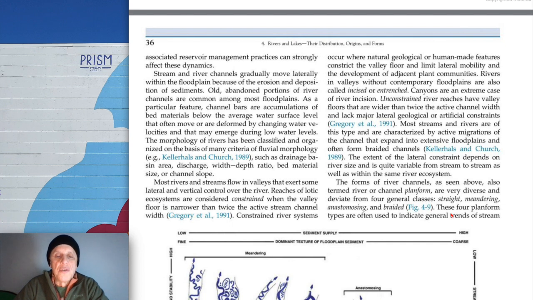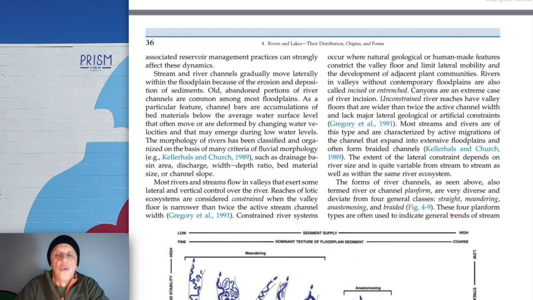The morphology of rivers has been classified and organized on the basis of many criteria of fluvial morphology, such as drainage basin area, discharge, width-depth ratio, bed material size, or channel slopes. Most rivers and streams flow in valleys that exert some lateral and vertical control over the river. Reaches of lotic ecosystems are considered constrained when the valley floor is narrower than twice the active stream channel width.